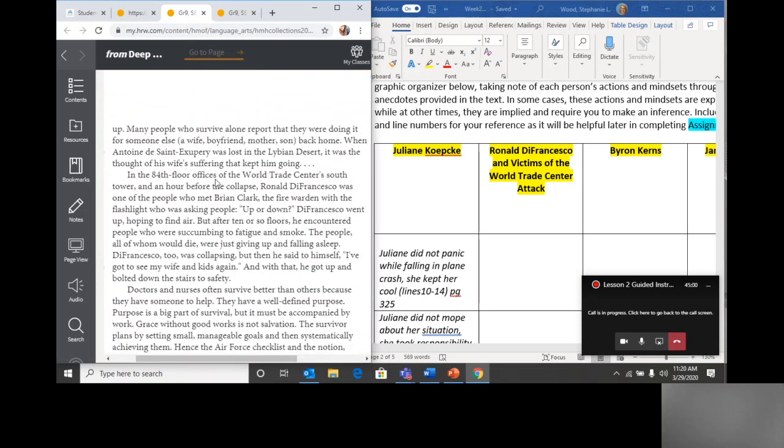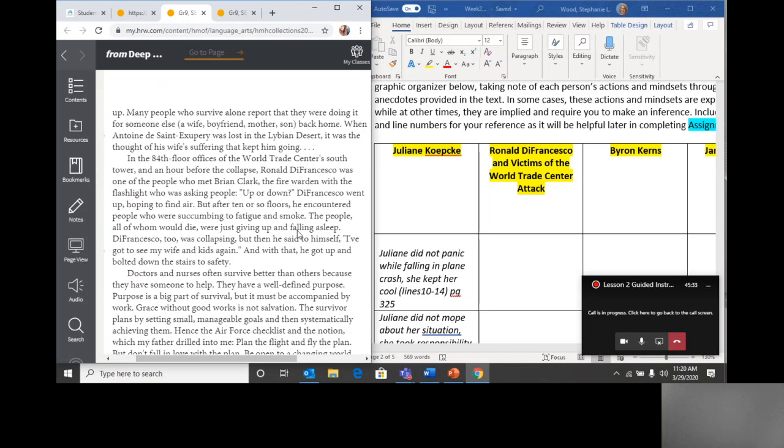In the 84th floor office of the World Trade Center's South Tower, so we're back on the World Trade Center, an hour before the collapse, Ronald DeFrancesco was one of the people who met Brian Clark, the fire warden with a flashlight, who was asking people to go up or down. DeFrancesco went up, hoping to find air. But after 10 or so floors, he encountered people who were succumbing to fatigue and smoke. The people, all of whom would die, were just giving up and falling asleep. DeFrancesco, too, was collapsing. But then he said to himself, I've got to see my wife and kids again. And with that, he got up and bolted down the stairs safely.